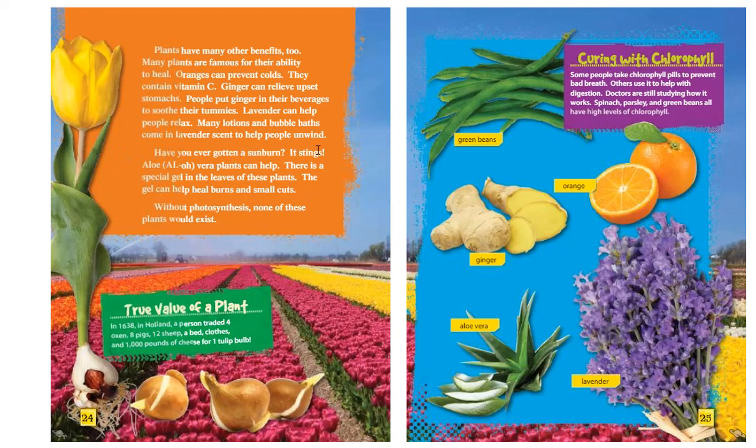Have you ever gotten a sunburn? It stings. Aloe vera plants can help. That's aloe vera right there. There is a special gel in the leaves of these plants. The gel can help heal burns and small cuts. Without photosynthesis, none of these plants would exist.